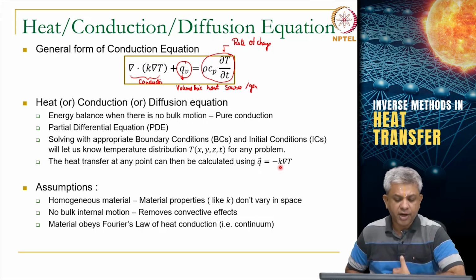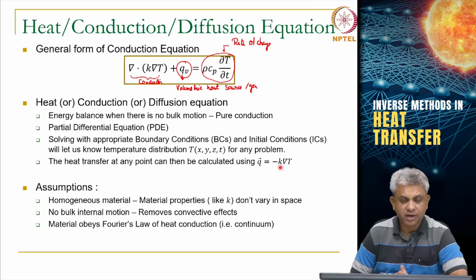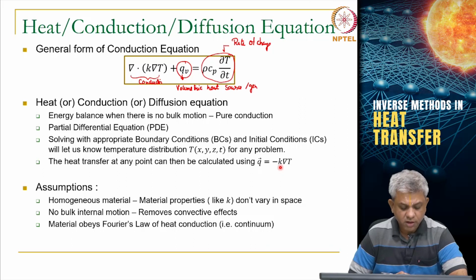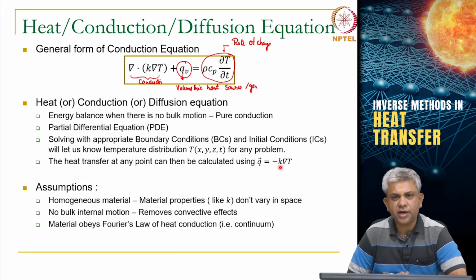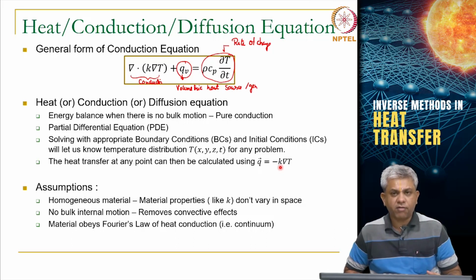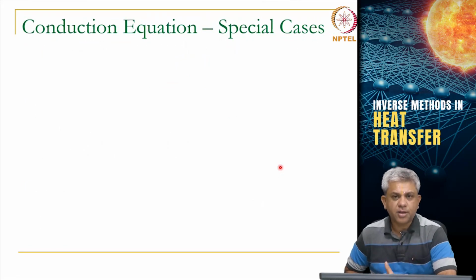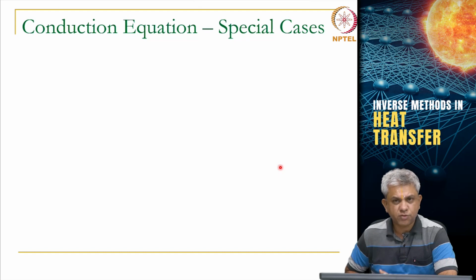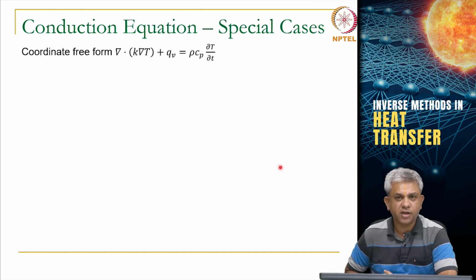The assumptions made in this equation are that it is a homogeneous material, that k is constant throughout the material, there is no bulk internal motion, that is, there are no convective effects, and that the material obeys Fourier's law of heat conduction, which is typically true if you have reasonably dense media and the continuum hypothesis holds. Let us now look at some special cases of this conduction equation, and in fact we will practically always be using just the one dimensional case.